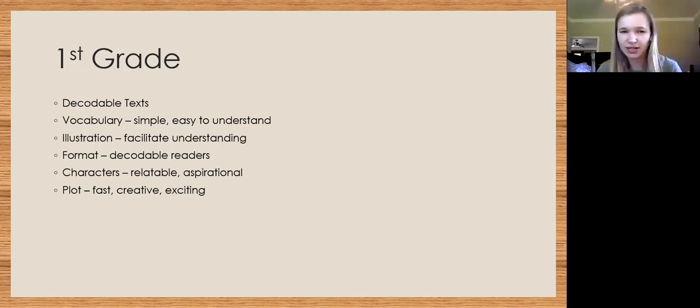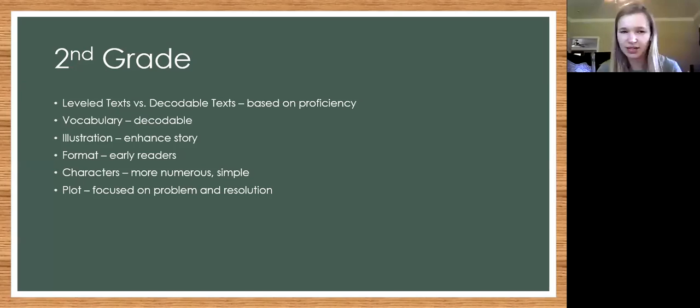All new words should be decodable, and the vocabulary should mimic language that the teacher wants the student to use. And so if that's content-related language or the kind of language the teacher's trying to foster in the class, that is what the vocabulary should mimic. For illustrations, these are to enhance the story, but they're less for telling the story. So these are more for helping with foreshadowing, elaborating on what's happening, not necessarily just directly mimicking what is going on in the book. Format, you want early readers.